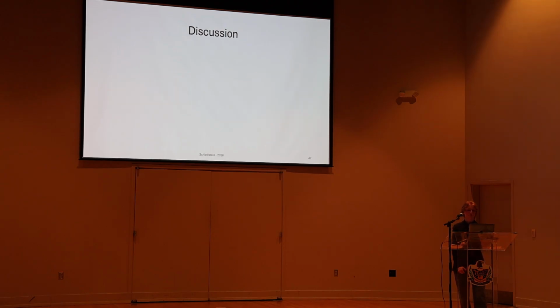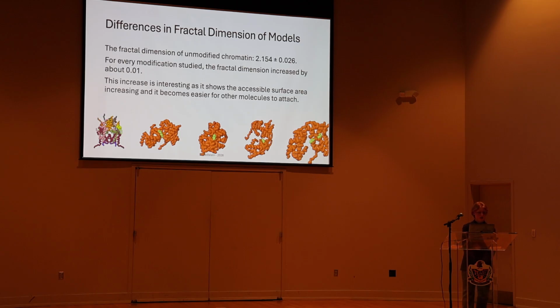And now on to discussion. So the initial fractal dimension of unmodified chromatin was 2.154 plus or minus 0.026. For every modification looked at, it only changed the fractal dimension by about 0.01. This is a very small increase, but it shows that the accessible surface area is increasing as we previously discussed. That's because both of the modifications looked at either release DNA to make it less tightly bound, or allow other proteins to attach.